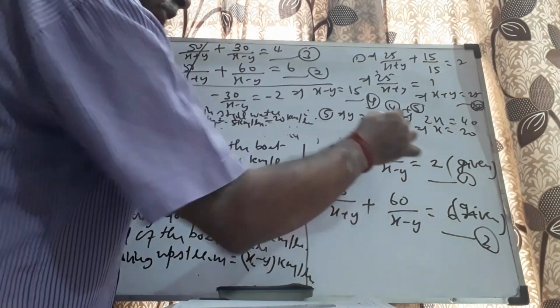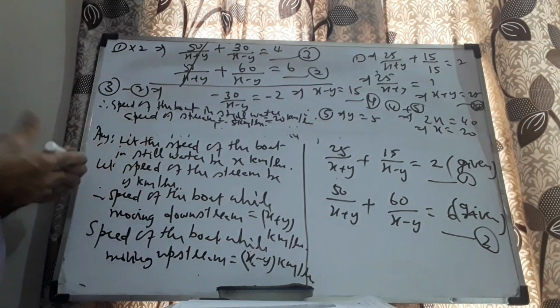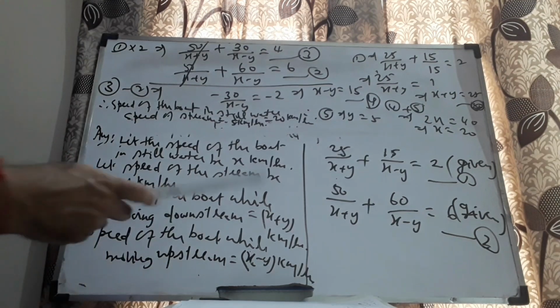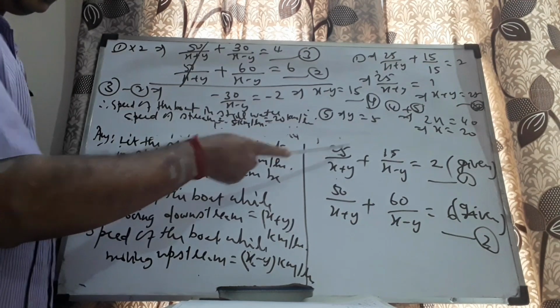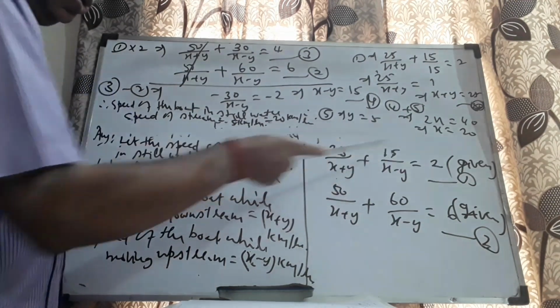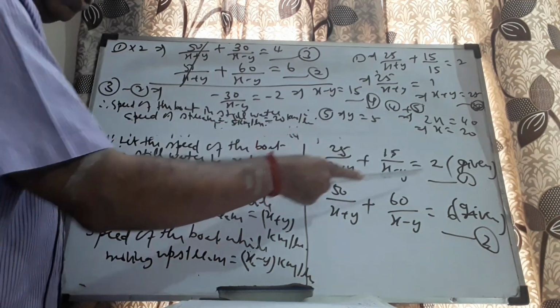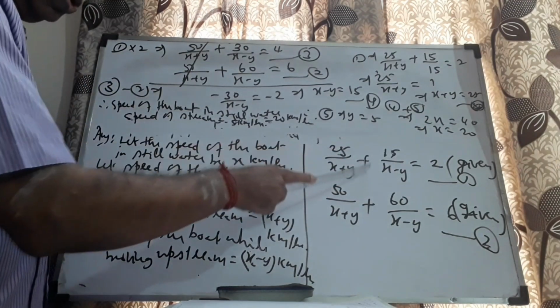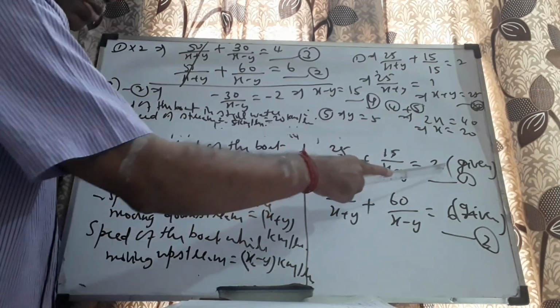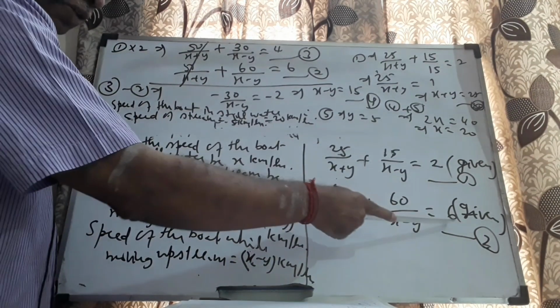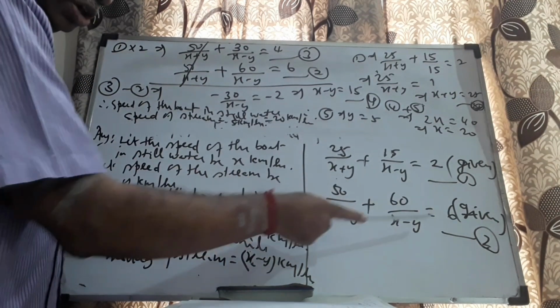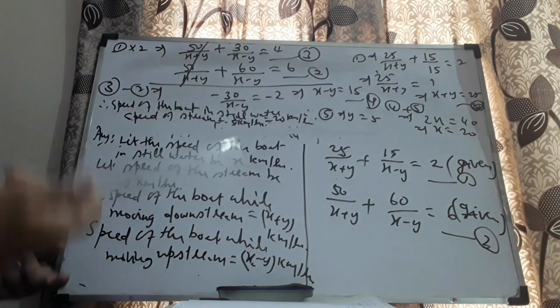Distance by speed is equal to time. Therefore, total time taken to cover 25 kilometers downstream and 15 kilometers upstream is 2. Therefore, 25 by x plus y plus 15 by x minus y is equal to 2. Time taken for downstream plus time taken for upstream is 2. Similarly, 50 kilometers downstream and 60 kilometers upstream takes 6 hours. 50 by x plus y plus 60 by x minus y is equal to 6. I am going to keep it as it is.